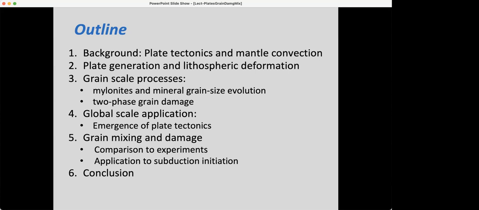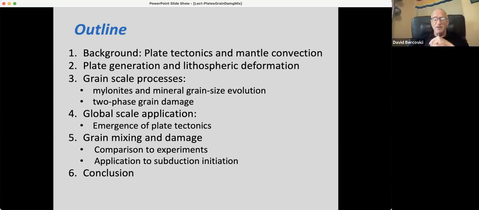And then I'm going to spend the last bit talking about the most recent research, trying to understand how grains and mineral phases mix at the grain scale and why that's important for developing plate boundaries, and also show some applications of that recently, in addition to some comparison to lab experiments, and then we'll finish up.